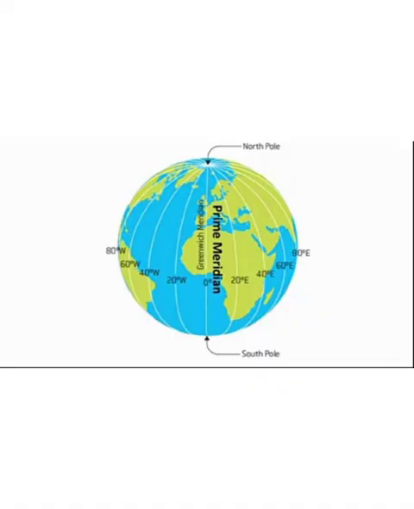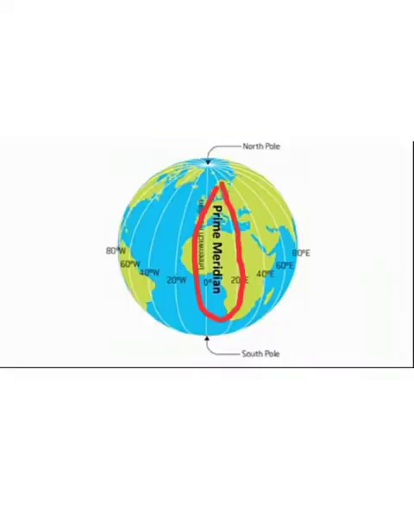And we can see here, all the nations have accepted the 0-degree meridian passing through the Royal Observatory, Greenwich, London, as the prime meridian. It is called the prime meridian, running from the north pole to the south pole, and it is the 0-degree meridian. From there we measure 180 degrees to the east and 180 degrees to the west.